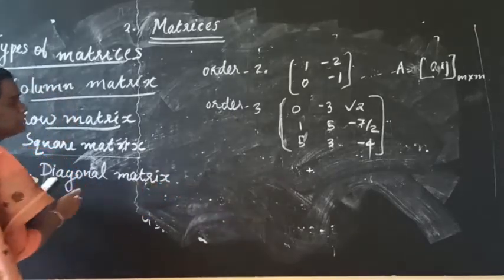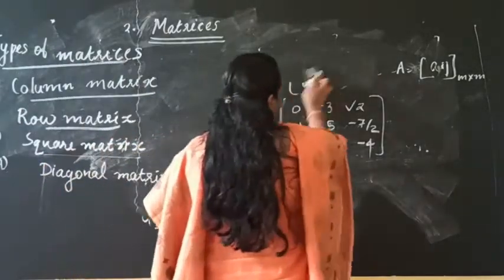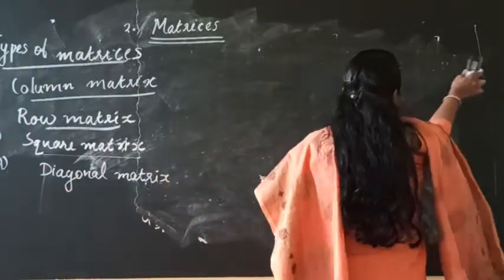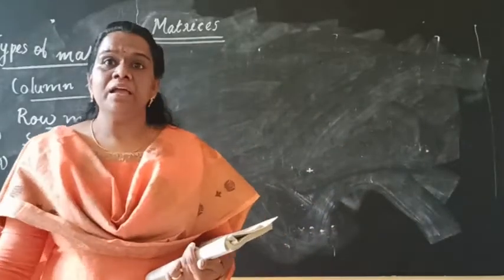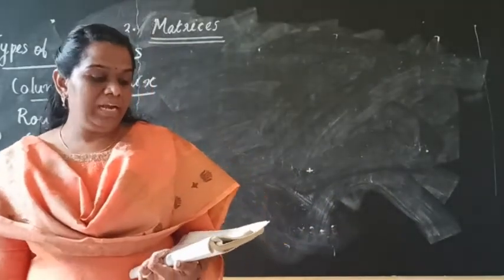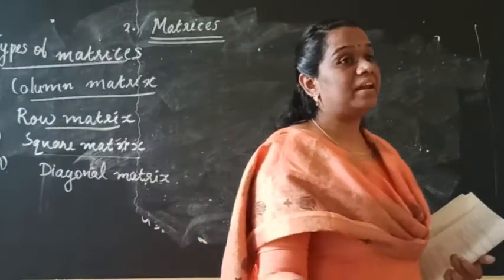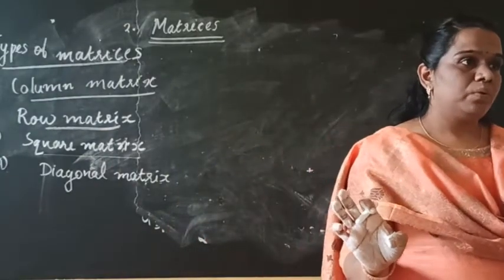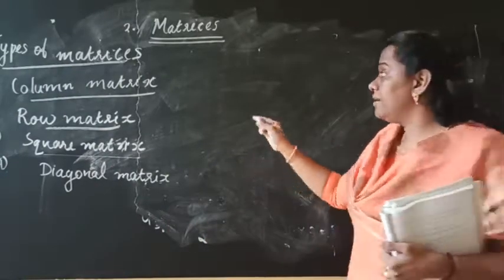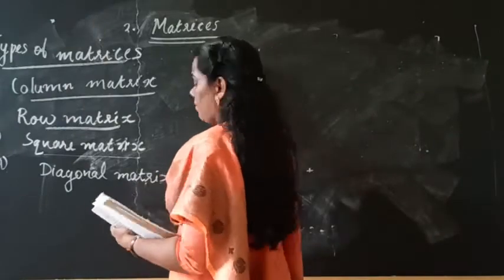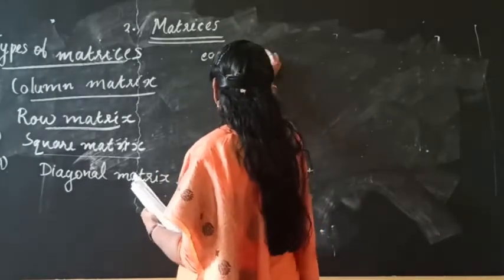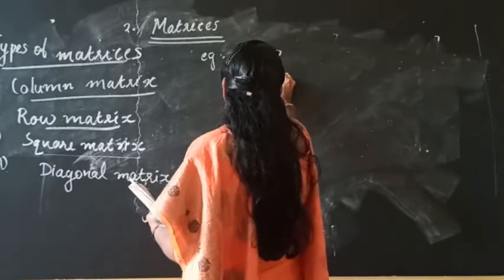Diagonal matrix. A diagonal matrix is a square matrix. Only the diagonal elements are there, other elements are zero. For example, we can write -1, 0, 0, 2.